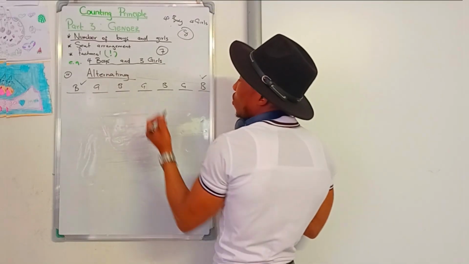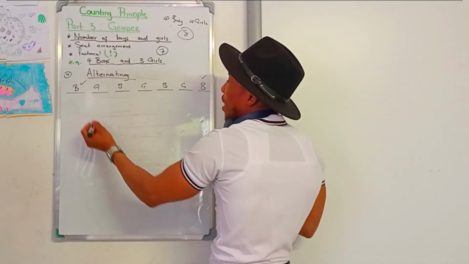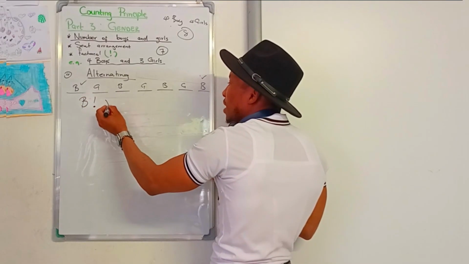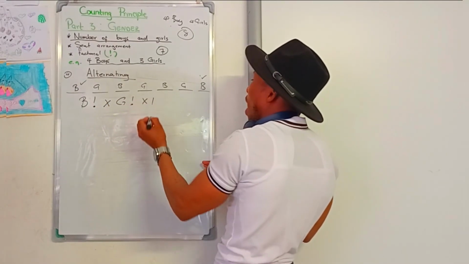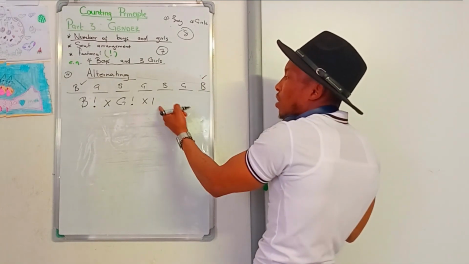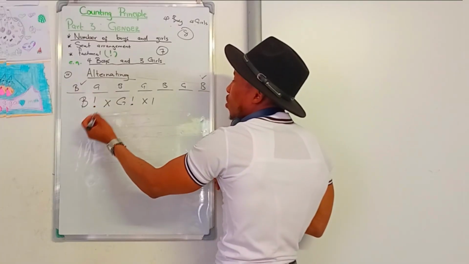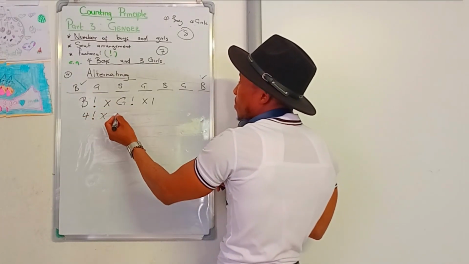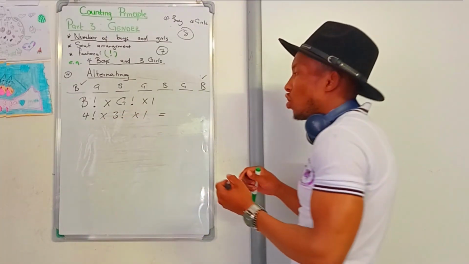Then here, what is going to happen? If we are talking about the alternating, we say the number of boys factorial times the number of girls factorial times 1. This one just indicates we have one arrangement that is going to happen. Then the number of boys is 4, so it is 4 factorial times the number of girls, which is 3 factorial times 1. Therefore, you punch your calculator.